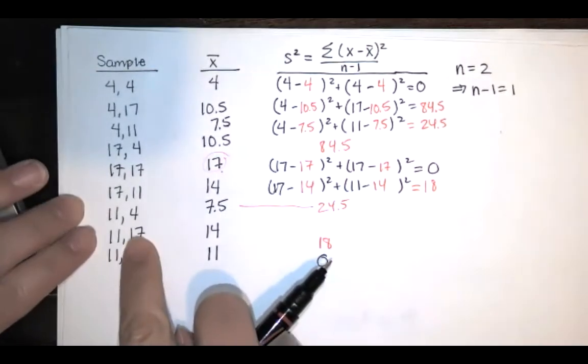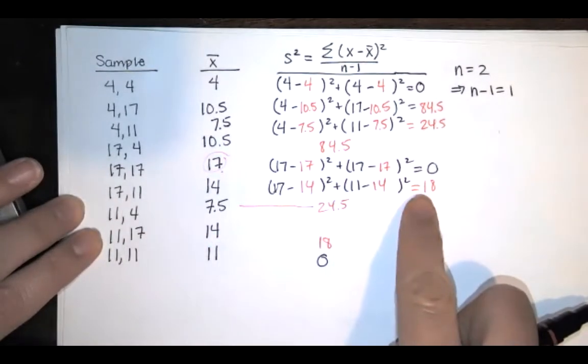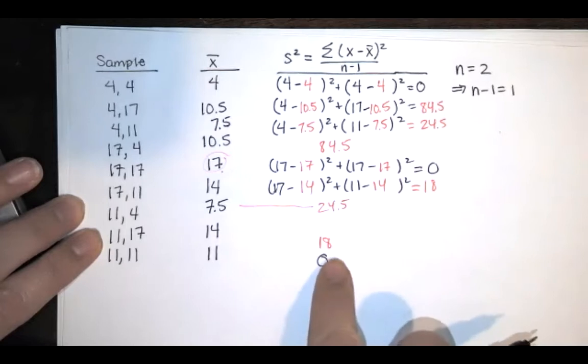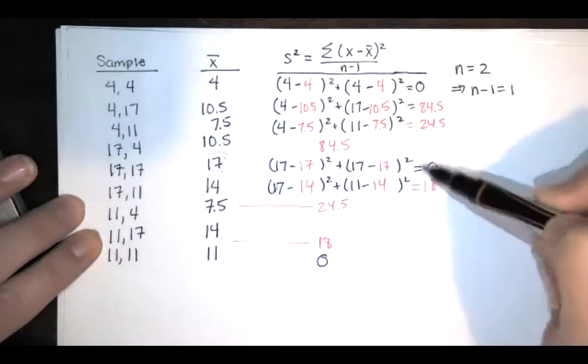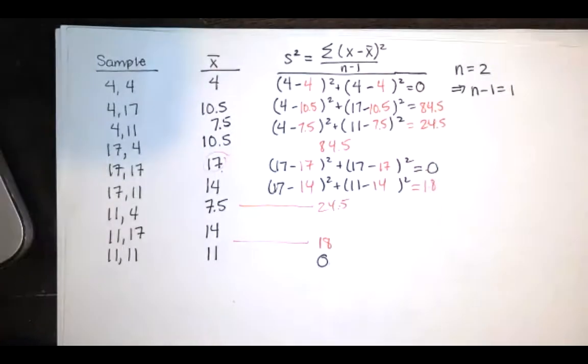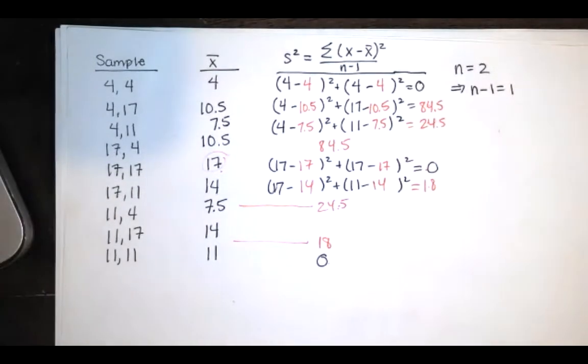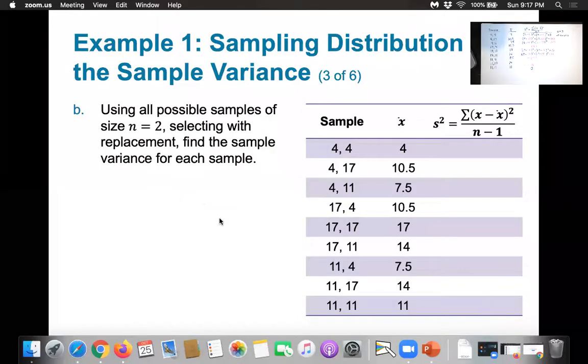And the 11 and 17, we actually already calculated. Oh wait, that's what I just did right here. So that's it, is it? 1, 2, 3, 4, 5, 6, 7, 8, 9. Okay, those are our values. So we've got our sample variances now. Now let's go back to our slides.